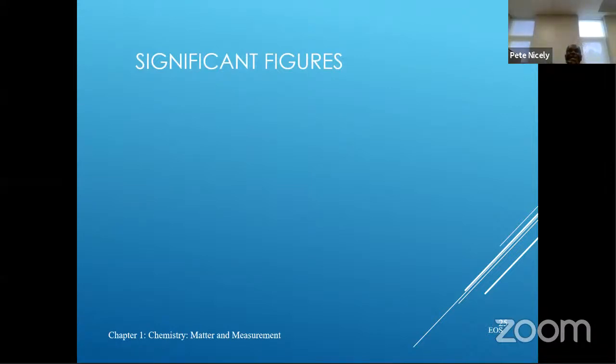Okay, so the next topic we're going to talk about is what we use to indicate the level of precision in a measured value. And that is we look at the number of significant figures in an expressed measured value.